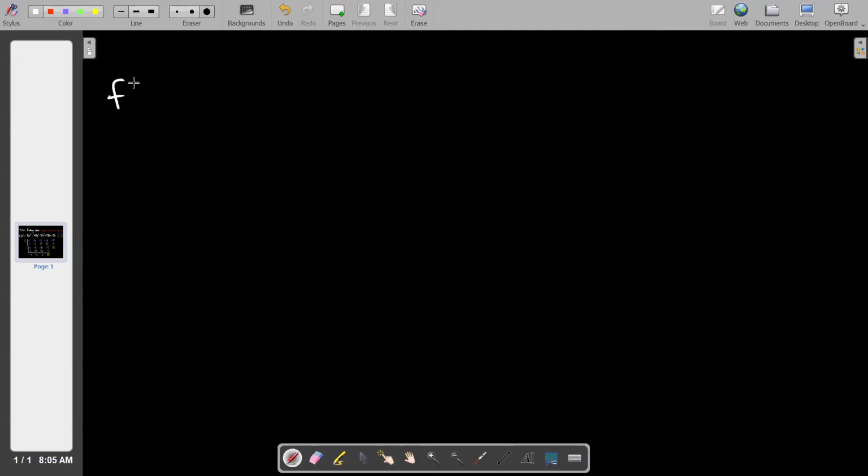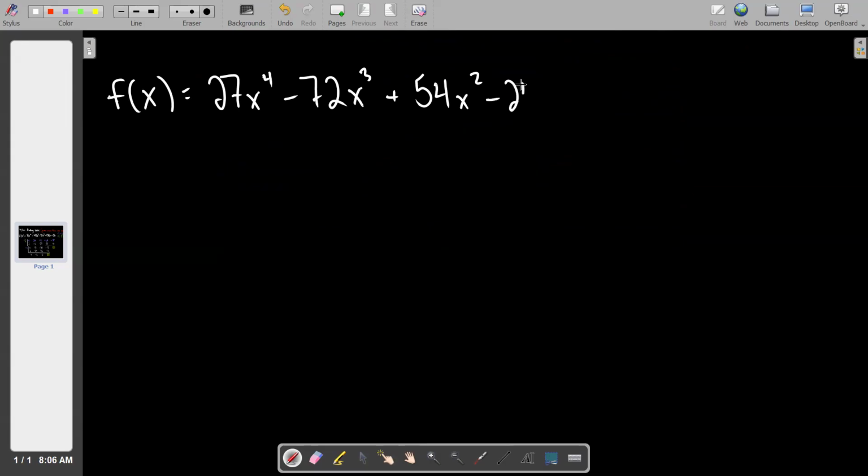So our next one is the function f of x, and it is 27x to the 4th minus 72x to the 3rd plus 54x squared minus 24x plus 15. And again, we've got some freebies. So we're going to start with f of 5/3 equals 0. And then we'll do f of 1.